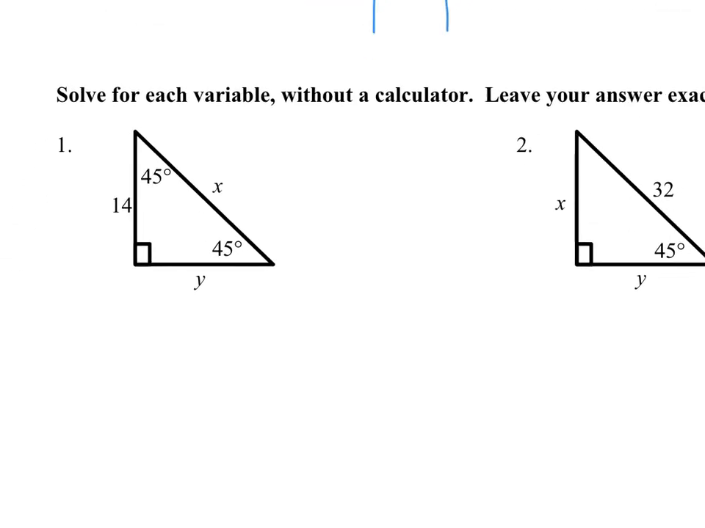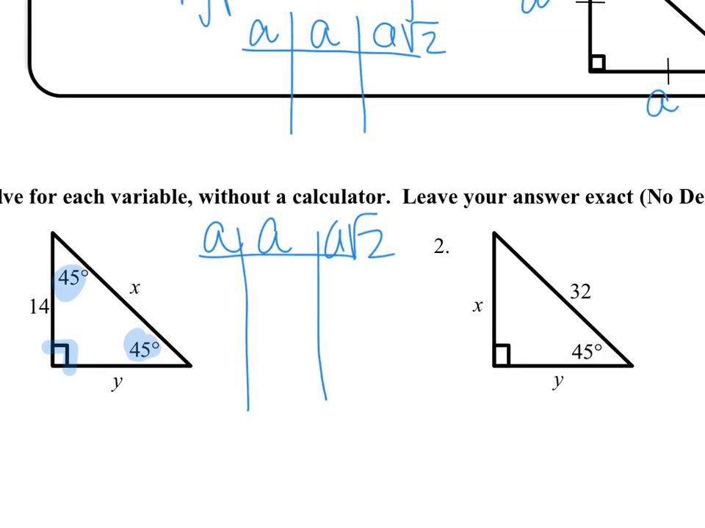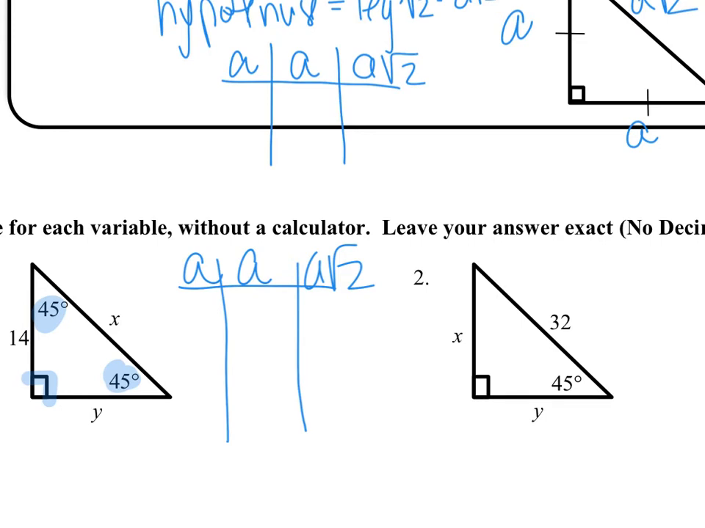Okay, so notice that the angles here are 45 degrees and 45, so we have a special right triangle. I'm going to go ahead and set up that organizational chart. And actually let's go back up top. There's one more little rule I want to add on to this chart. When you're going to the right from a leg to the hypotenuse, you multiply. And when you're going from the hypotenuse to a leg, you divide. So going to the right, we multiply. Going to the left, we divide.